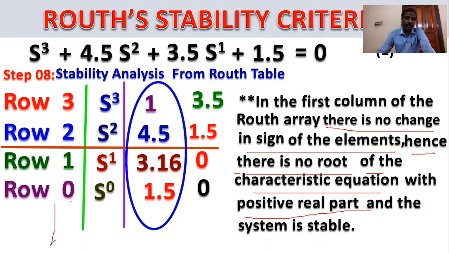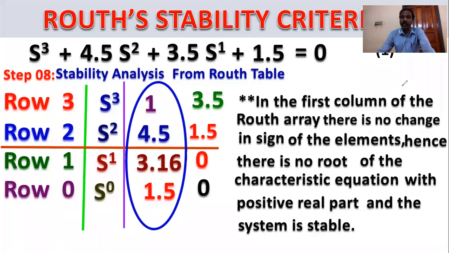If this is the real axis and this is the imaginary axis, in this case all the poles are on the left-hand side of the S-plane. That's why this system is stable, and there are no roots of the characteristic equation with positive real part. So this is the stability.